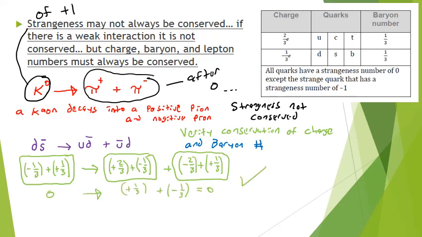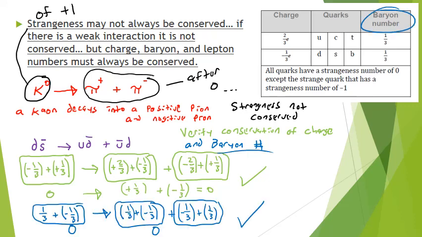Before, the charge is 0, and afterwards the charge adding up is 0. And then the baryon number as well: we have 1/3 plus negative 1/3, and then on the right side 1/3 plus negative 1/3 plus negative 1/3 plus 1/3. And the baryon number is conserved as well.